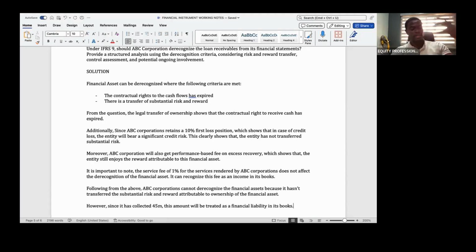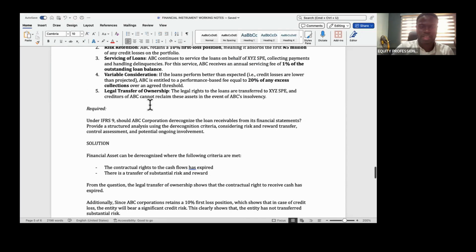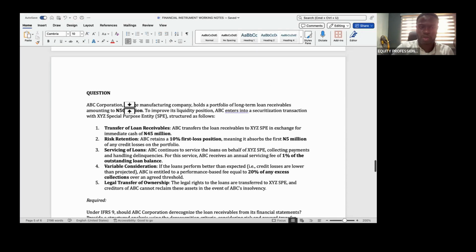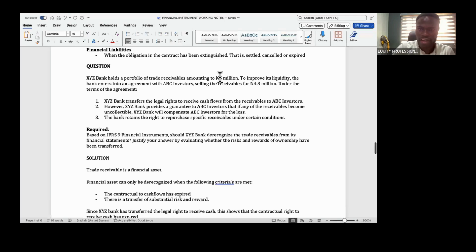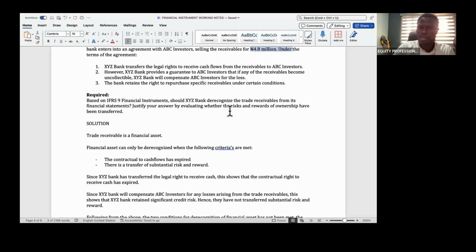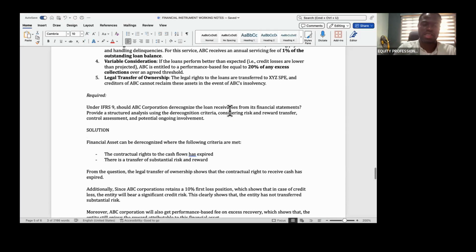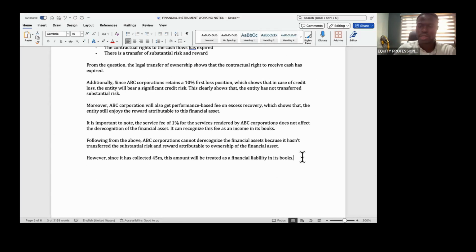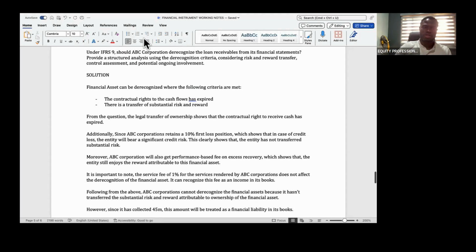You know, he collected 45 million. Now, okay, give me 45 million. That is a liability. The same thing here too. This first one that we did, this 4.8 million he collected, is a financial liability in his books because it doesn't meet the recognition criteria. Okay, so that's the solution to this question as well.